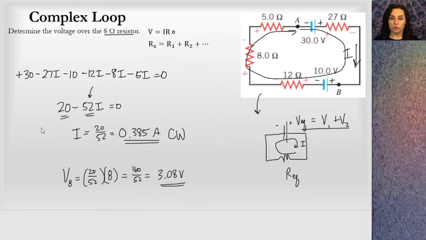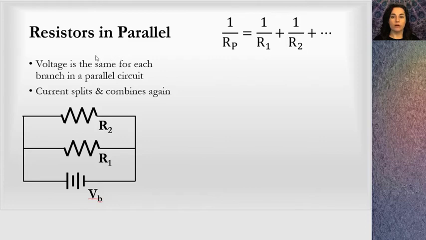Of the total 20 volts being delivered to the circuit, the 8 ohm resistor has a potential drop of 3.08 volts across it. So let's contrast two resistors in parallel. What we know about resistors in parallel is that the voltage is the same for each branch and the current splits. I had I battery coming up into here, and I have I2 and I1 splitting up. That is the equation I'm going to start with: I battery equals I1 plus I2.